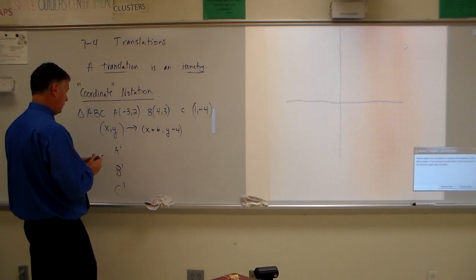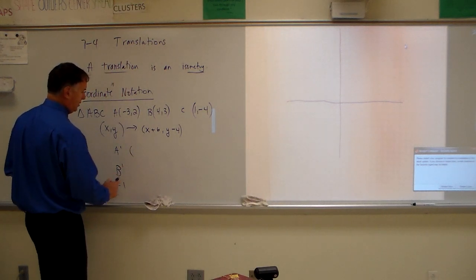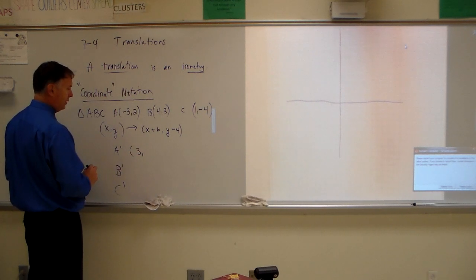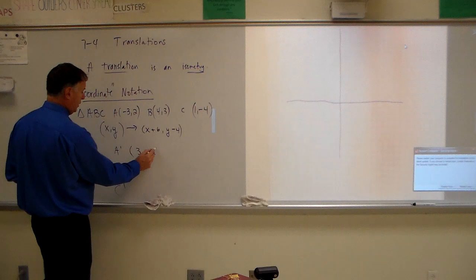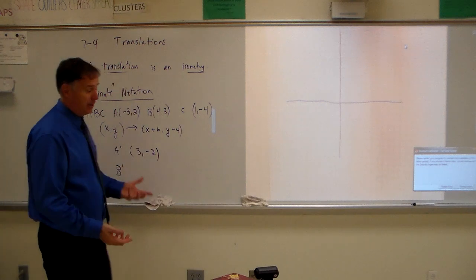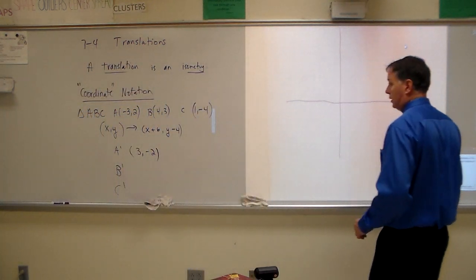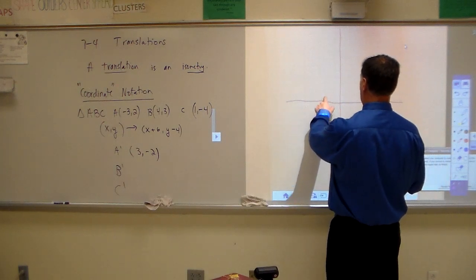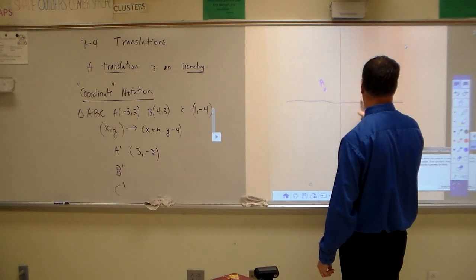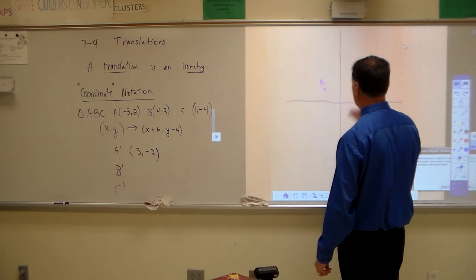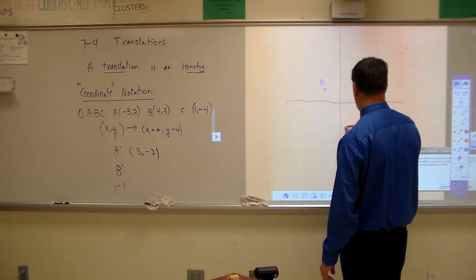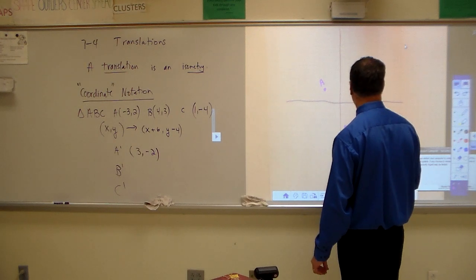Okay, so let's see. Add 6 to my x. Negative 3 plus 6 is 3. 2 minus 4 is negative 2. Let's give you a little more time, because I don't know if you had time to graph that. You can always pause the video. So I'll just graph the points. Negative 3, 2. And that is 4, 3, and that's B. And then 1, negative 4, over 1, down 4, and that one there is C.